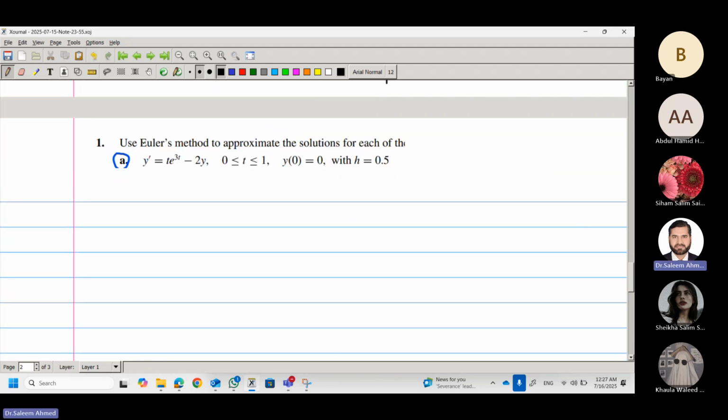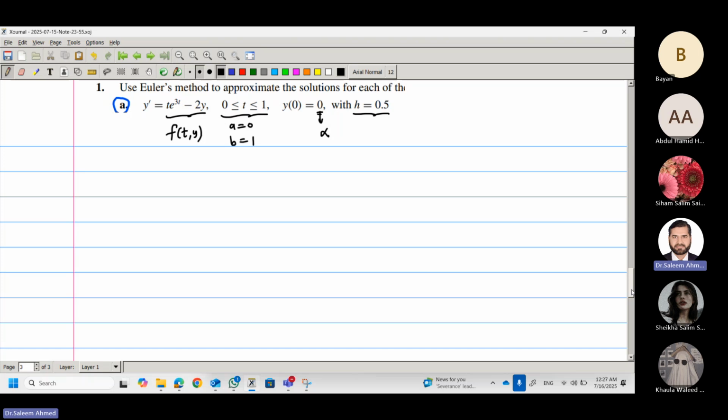So here you see, this is my f of t, y, the right-hand side. This is my a equals 0 and b equals 1. This is my alpha, the initial value. And this is my h. Everything is given.